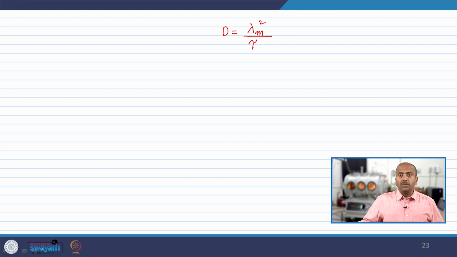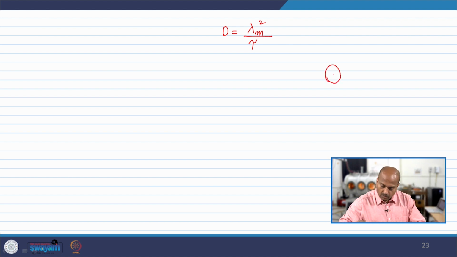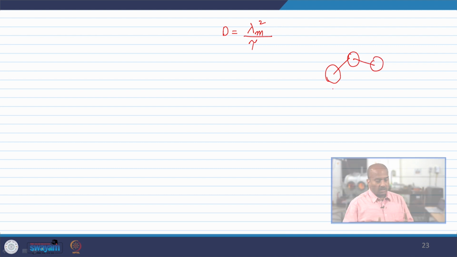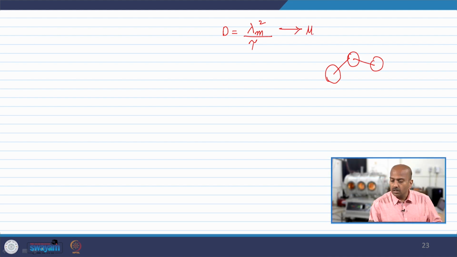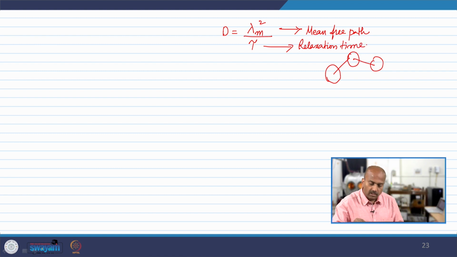So, what is lambda m? Lambda m is the mean free path. So, the particle is moving like this, it goes here, it suffers a collision, and then it suffers a collision. This process resembles what is called the random walk process. So, lambda m is the mean free path between two successive collisions, and tau is the relaxation time. So, if you look in the space dimension, this is the distance, and the time that it takes for this distance to be travelled is tau, the relaxation time, right.